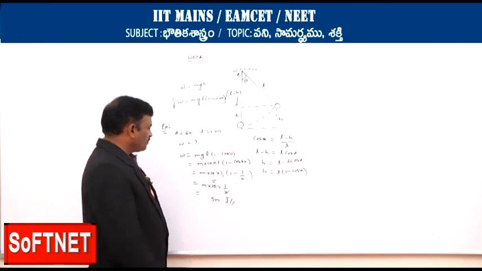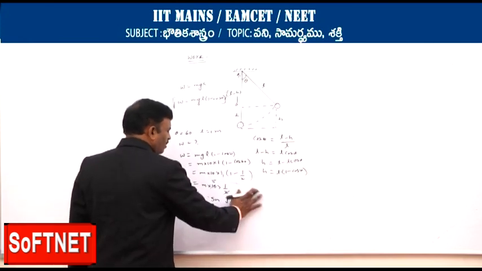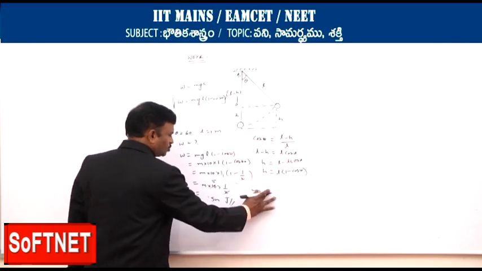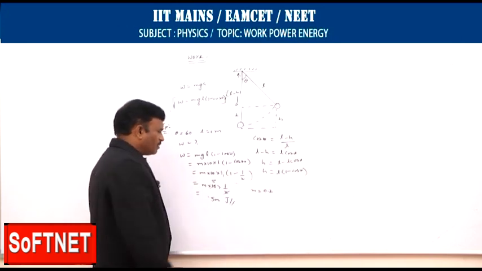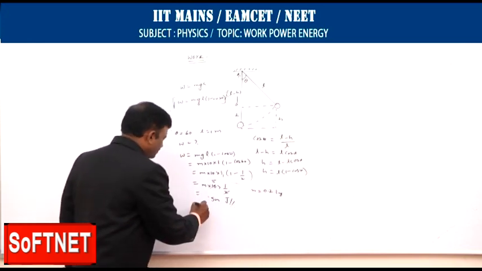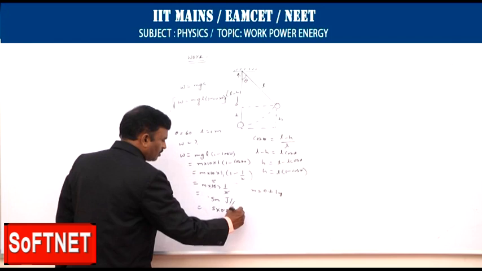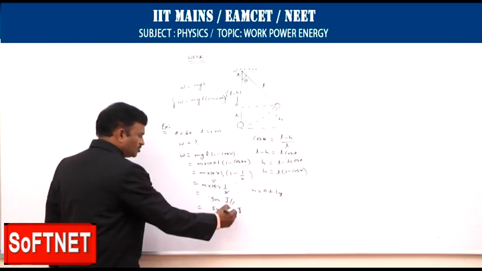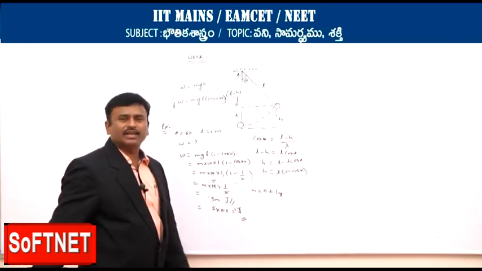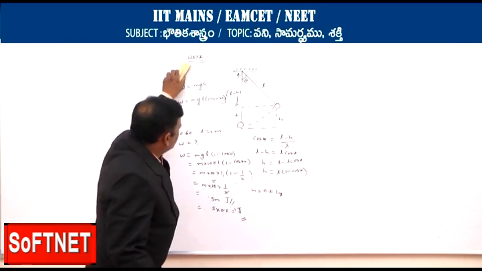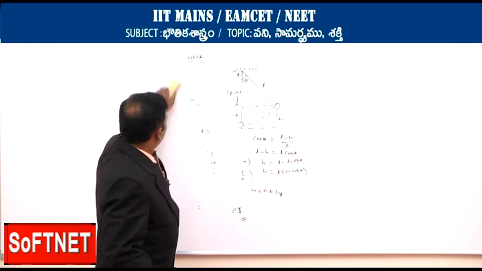m is the mass value. If the mass is 2 kg, or some 0.2 kg mass is given, assume, then it will be 5 into 0.2, that is 1 joule of work. 1 joule of work will be done by lifting this one. In such a manner, we can find the work done by lifting the simple pendulum bob.